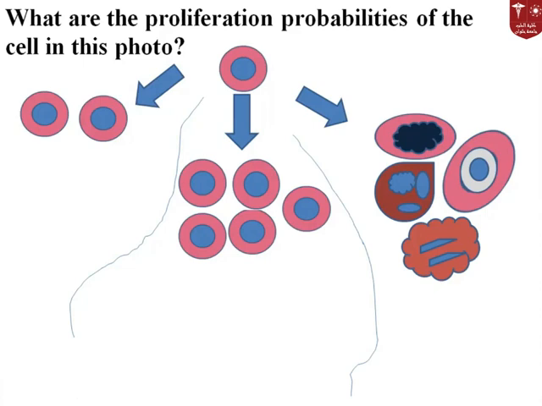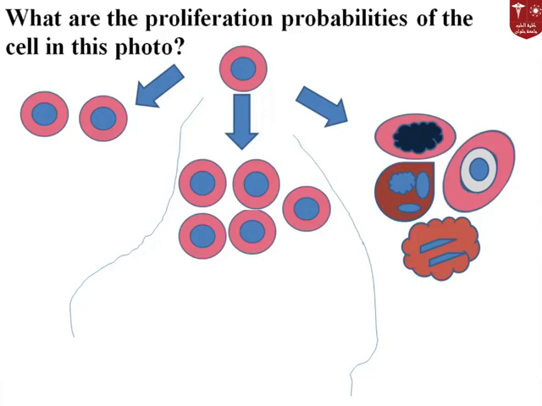Normally, one somatic body cell divides by mitosis into two similar cells of the same shape of the nucleus and the cytoplasm. Okay? But in malignant tumors, one cell may give rise to 10 cells, 50 cells. So the rate of proliferation is very high.